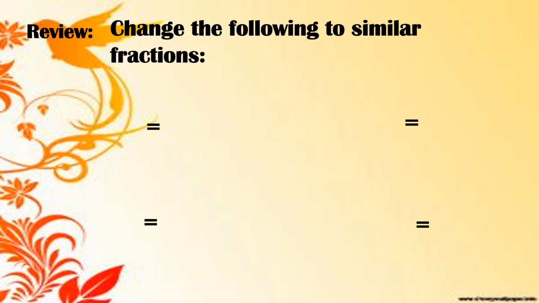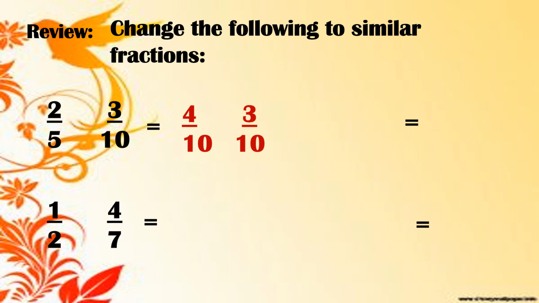Change the following dissimilar fractions to similar fractions. First, we have 2/5 and 3/10. Change it to similar fractions. We have 4/10 and 3/10. The second pair, 1/2 and 4/7. Change it to similar fractions.